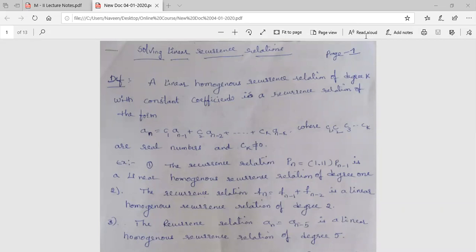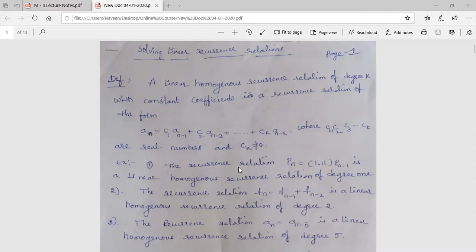Coming to the definition of a linear homogeneous recurrence relation: a linear homogeneous recurrence relation of degree k with constant coefficients is a recurrence relation of the form a_n = c1 a_{n-1} + c2 a_{n-2} + so on + ck a_{n-k}, where c1, c2, c3, and so on up to ck are real numbers and ck cannot be zero. If you have this type of recurrence relation, then it is called a linear homogeneous recurrence relation of degree k. Here we have some examples.